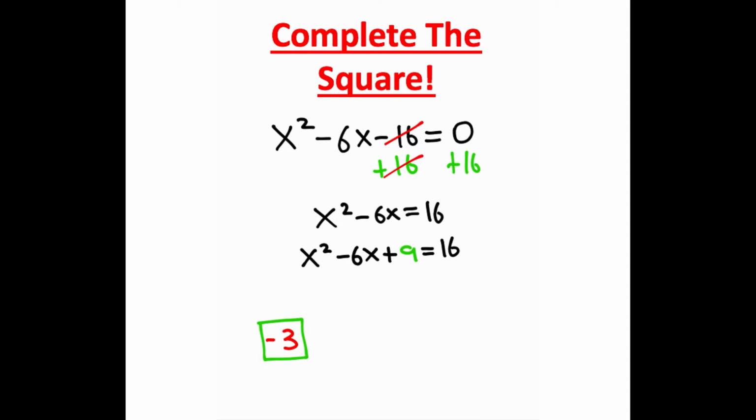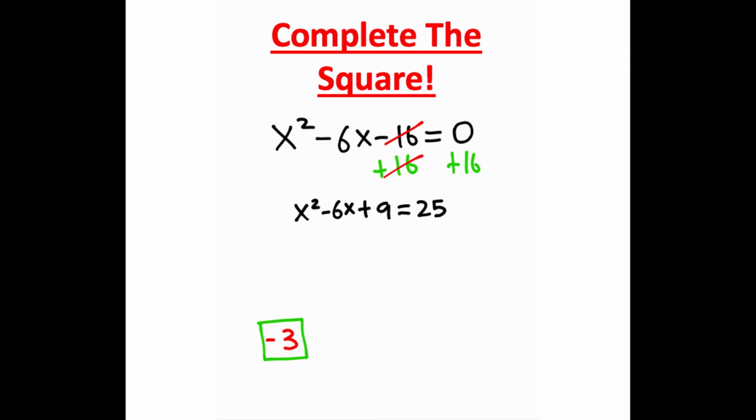Now what you want to do, though, is balance out this equation, because you added a 9 here, so you're going to have to do that to the right side as well. Since you added it on the left side, you must make things balanced by adding that on the right side also. So in this case, we'll add a 9 to the right side as well, and 16 plus 9 is going to give you 25. So this is what you end up with.